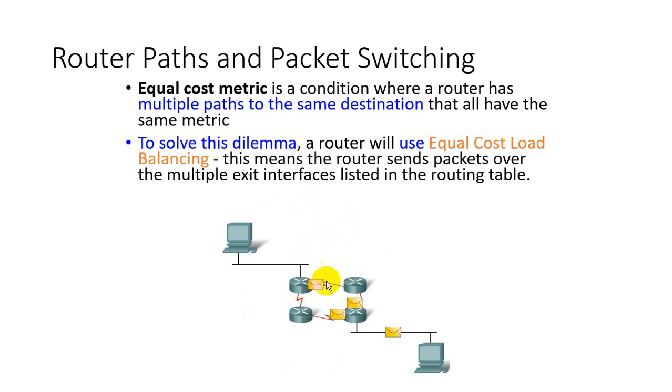So what does this do? It is called load balancing. Let's suppose this is 50% and this is 50%. The traffic would move over both paths 50 by 50, or maybe 60-40, 70-30, or vice versa.